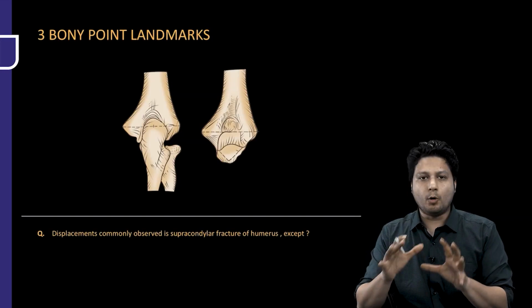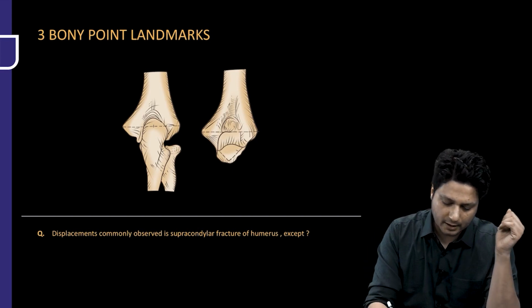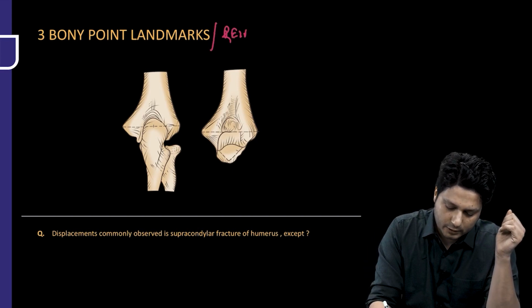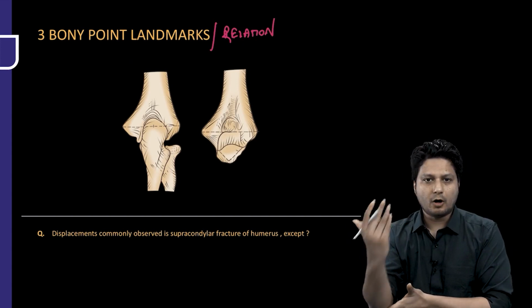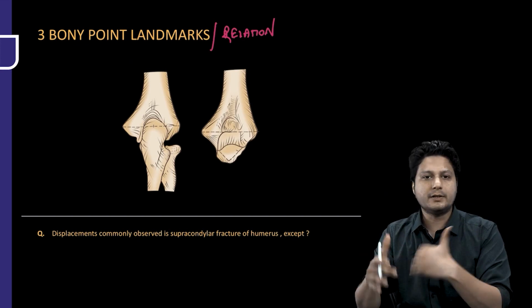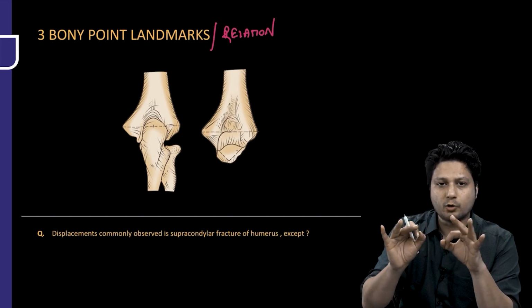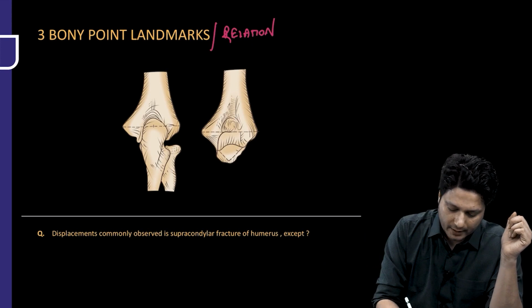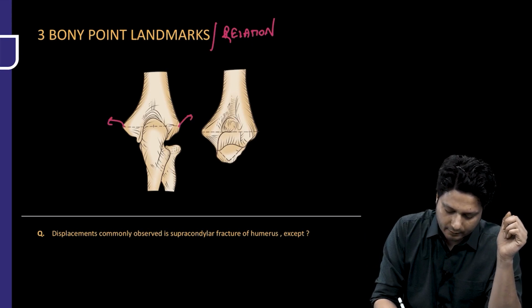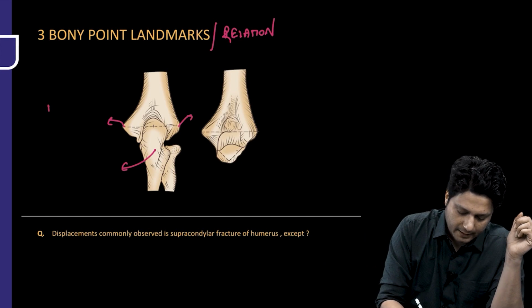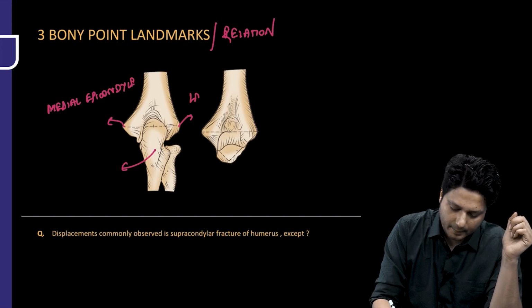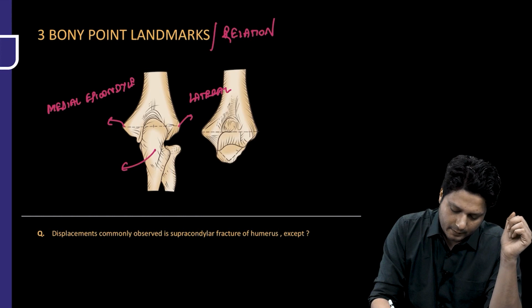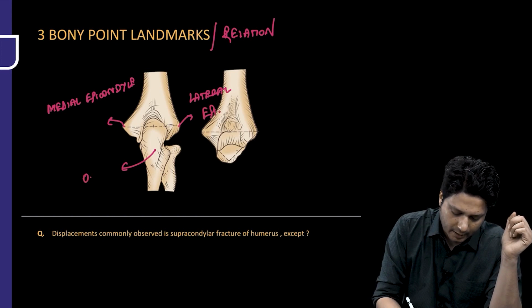Alright. Now, the 3 bony point relationship, or the 3 bony point landmarks. You can also write the word relation: these are the 3 bony points, and what is the relation of these 3 bony points to each other. Alright. First of all, what are those 3 bony points? The first one is the medial epicondyle. Then the second one is the lateral epicondyle. And the third one is the tip of the olecranon.